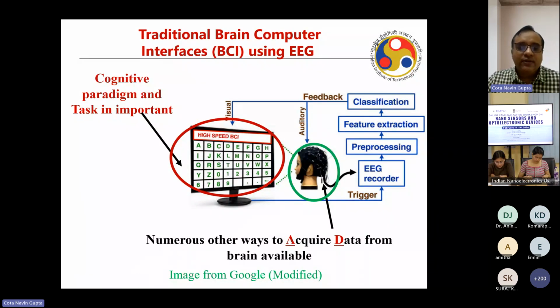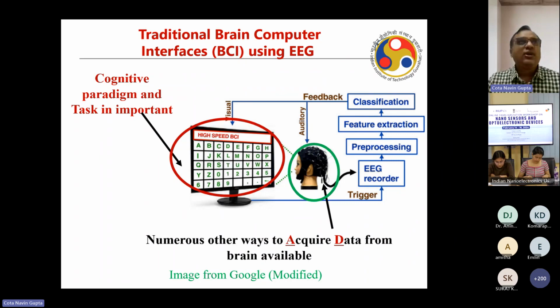So he keeps track of the rows and columns corresponding to the letter he wants to spell as the flashing happens. So when that flashing happens, because H is the letter he wants to spell, and he's focusing on it, there's going to be a potential which is evoked after 300 milliseconds.